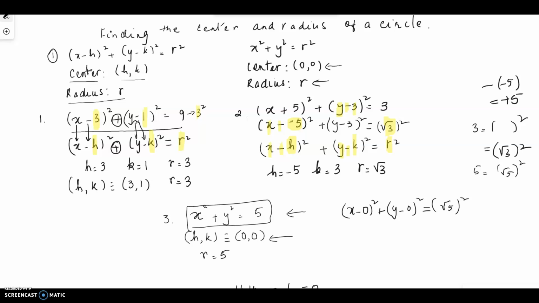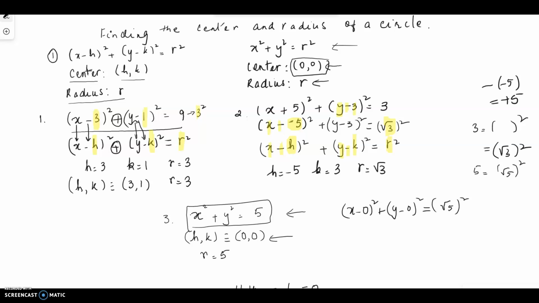So if the equation of a circle is given in the standard form, and the standard form is (x minus h) squared plus (y minus k) squared equals r squared, or x squared plus y squared equals r squared. The difference between these two is that the second one has center (0, 0). So if it's given in the standard form, can we find the center and the radius?